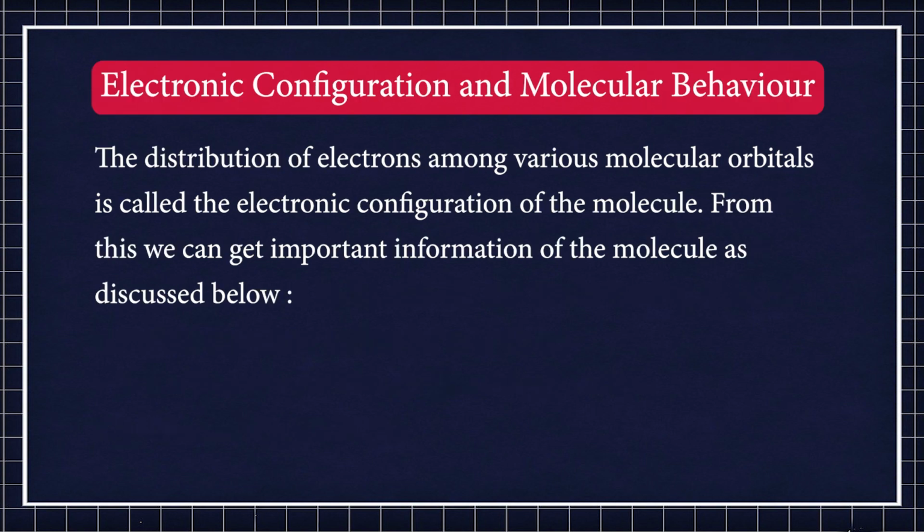Electronic configuration and molecular behavior. The distribution of electrons among various molecular orbitals is called the electronic configuration of the molecule. Now students, can you tell what information we can get from the electronic configuration of the molecule? From the electronic configuration of the molecule, it is possible to get important information about the molecule like stability of the molecule, bond order, bond length and magnetic nature.